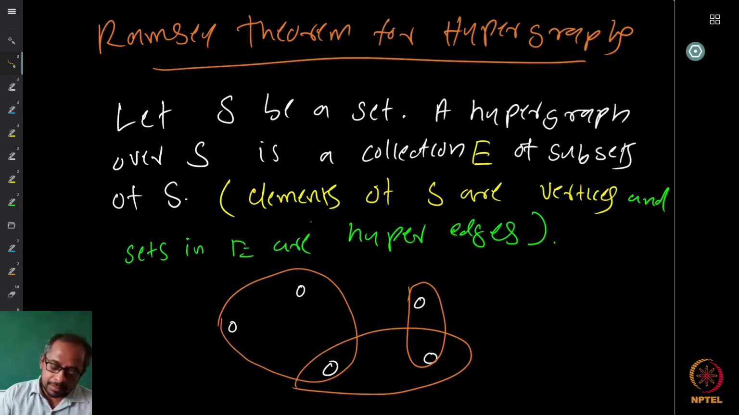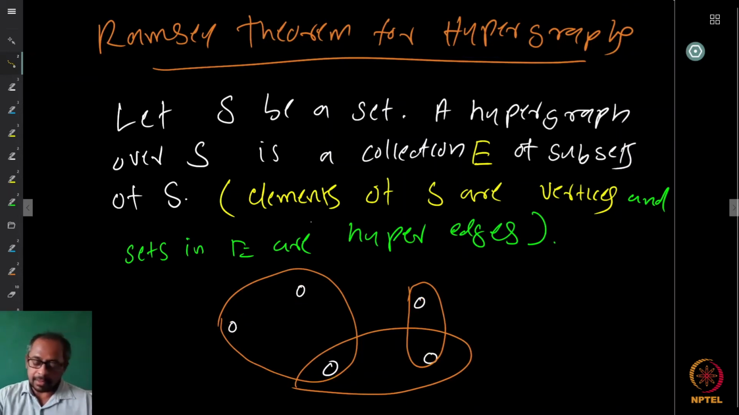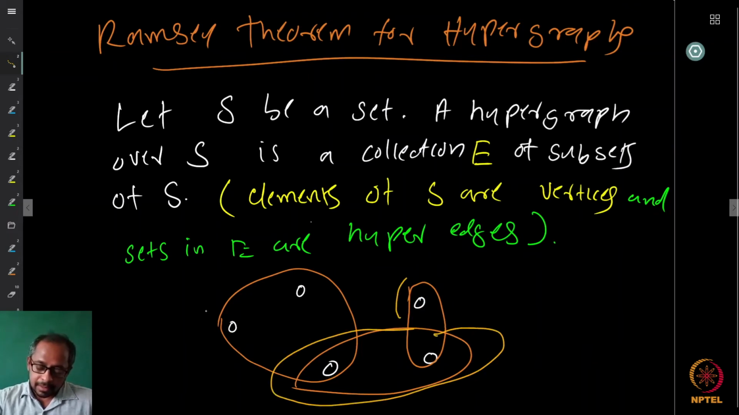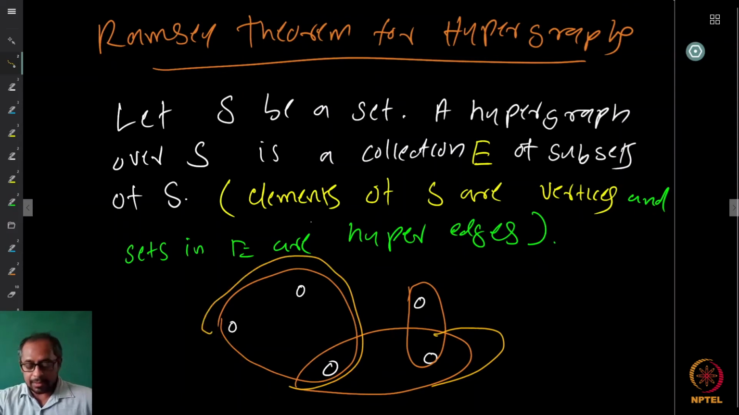So here is an example, right? You have this 5 vertex hypergraph, and now I have these edges, right? So these two elements of the set is an edge. These two elements of the set is an edge. Then there are three elements of the set that is also an edge.